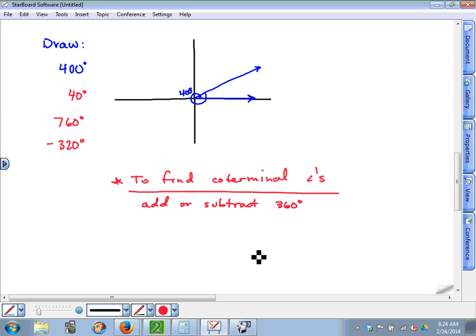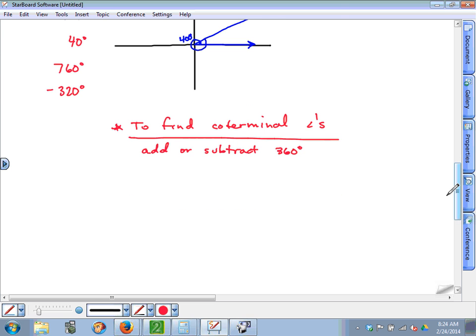So in your homework, oh, by the way, I'll post that to the website tonight, what the homework's going to be. But on the homework, it's going to give you one angle, and then it's going to ask you for two coterminal angles, one positive, one negative. So add 360 or minus 360, whatever the case may be. Okay, pretty important topic here.